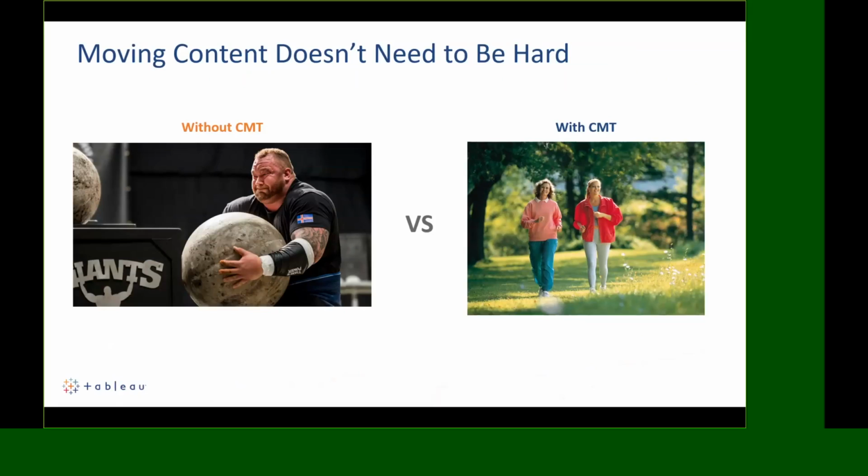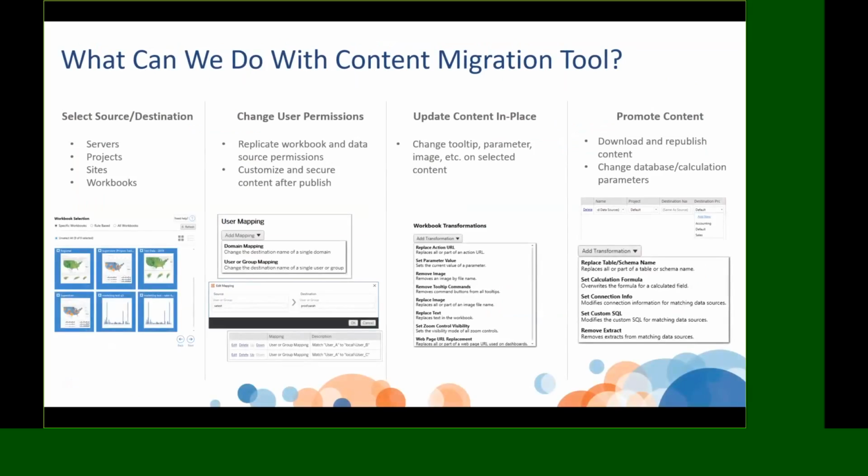So here's a quick snapshot of what it could look like. On the left-hand side, you would select your source and your destination. And those could either be specific projects, sites, or servers. You're going to determine what content specifically, what workbooks, what data sources, and that could be done manually or based off of a condition. And then you'll determine ultimately what you'd like to change.